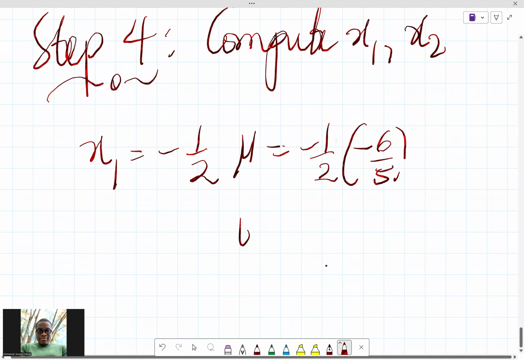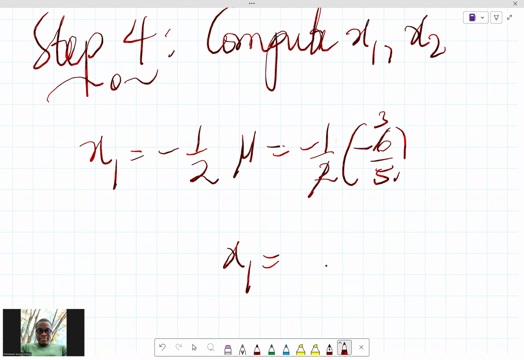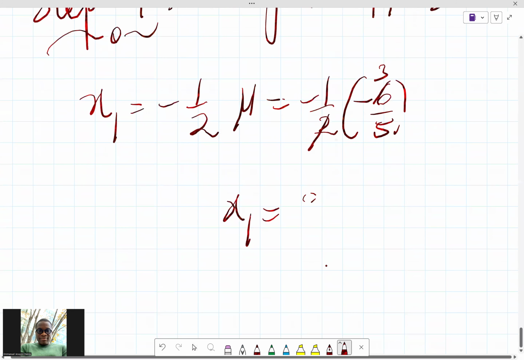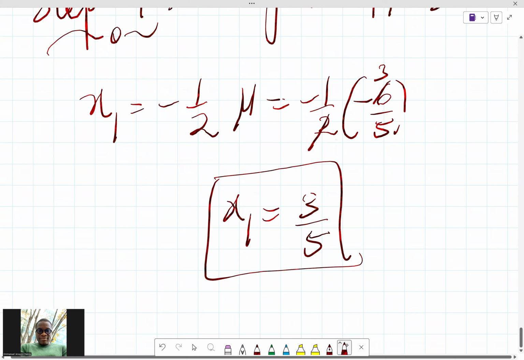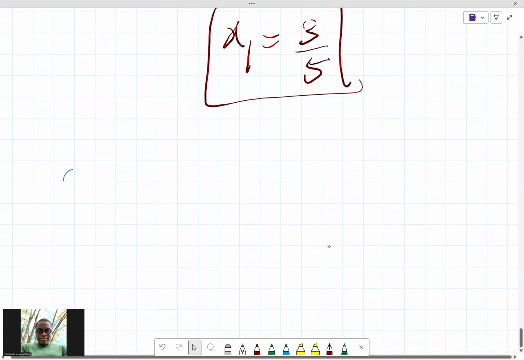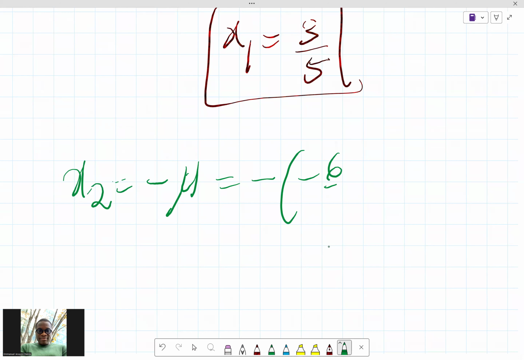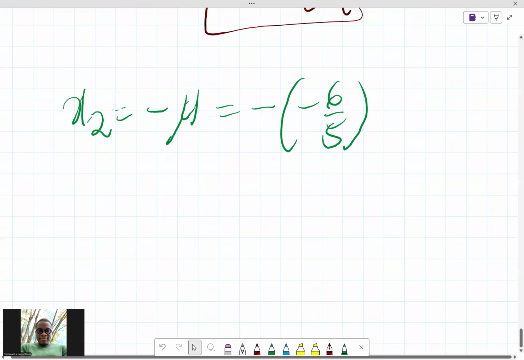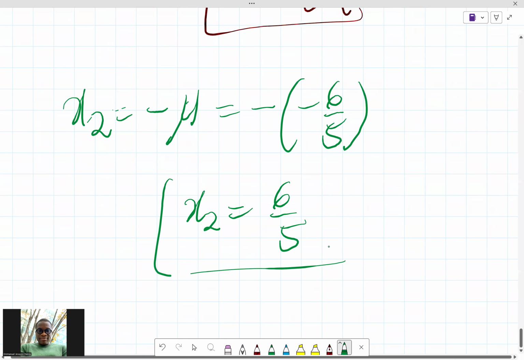And that means that x1 is equal to 2 here is 1, 2 here is 3. So minus and minus is plus. So we have x1 to be 3 over 5. Done. And then we go for the next one, x2. So we know x2 is minus mu. So that is minus 6 over 5. And that tells us that x2 is 6 over 5.